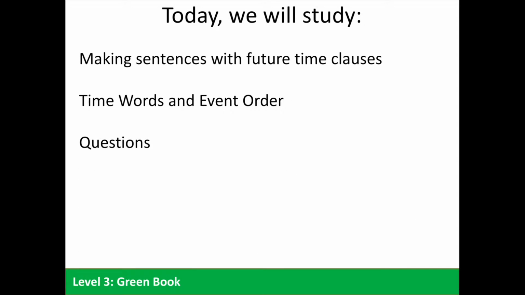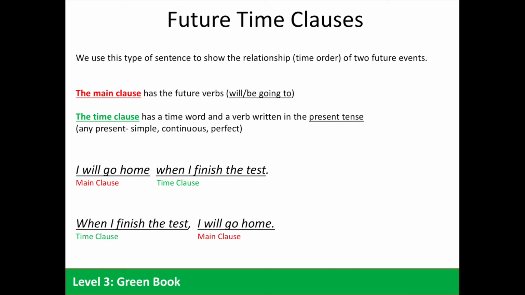In this lesson, we're going to talk about making sentences with future time clauses. We'll talk about time words and event order, as well as how to ask and answer questions. The future time clauses are used to show the relationship or time order of two future events. Something you'll need to remember is that the main clause has the future verbs with will or be going to, and the time clause has a time word and a verb written in the present tense.